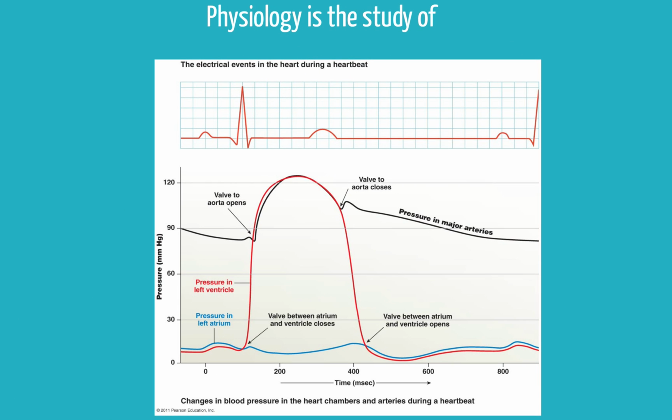Then we have physiology. Physiology is the study of function. So this figure is showing us, at the top here you have an EKG, which is a recording of the electrical activity of the heart. And then down here it's showing us the pressures at different times throughout the cardiac cycle, the pressures in different places. And you'll learn all about this actually in next semester in Biology 109. But physiology is the study of function, or how things work.